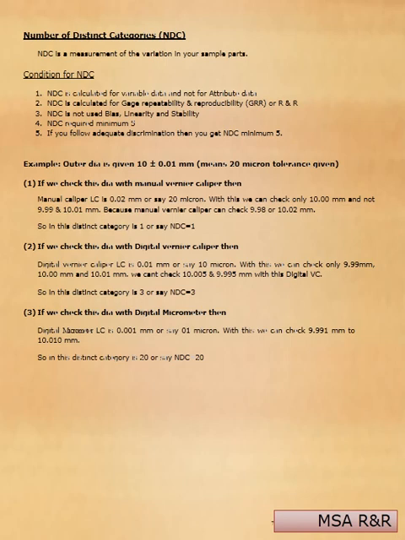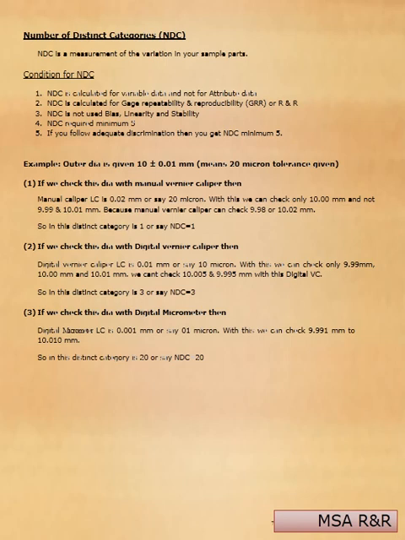Because a manual vernier caliper can check 9.98 or 10.02 mm, in this the distinct category is 1, or say NDC equal to 1. If we check this diameter with a digital vernier caliper, the least count is 0.01 mm, or say 10 micron. With this we can check only 9.99 mm, 10 mm and 10.01. We can't check 10.005 or 9.995 with this digital vernier caliper. So in this the distinct category is 3, or say NDC equal to 3.